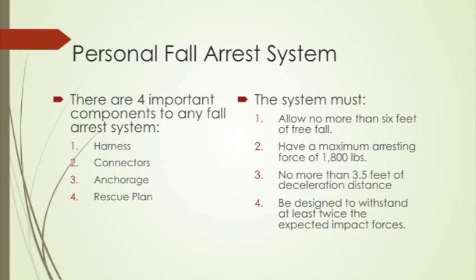A personal fall arrest system consists of 4 important components: harness, connectors, anchorage, and rescue plan. The system must allow no more than 6 feet of free fall. It must also have a maximum arresting force of 1,800 pounds and no more than 3.5 feet of deceleration distance and be designed to withstand at least twice the expected impact force.